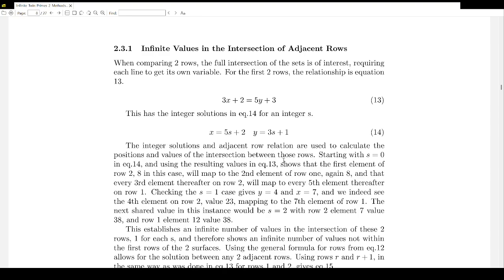So the integer solutions in adjacent row relation are used to calculate the positions and values of the intersection between those rows.